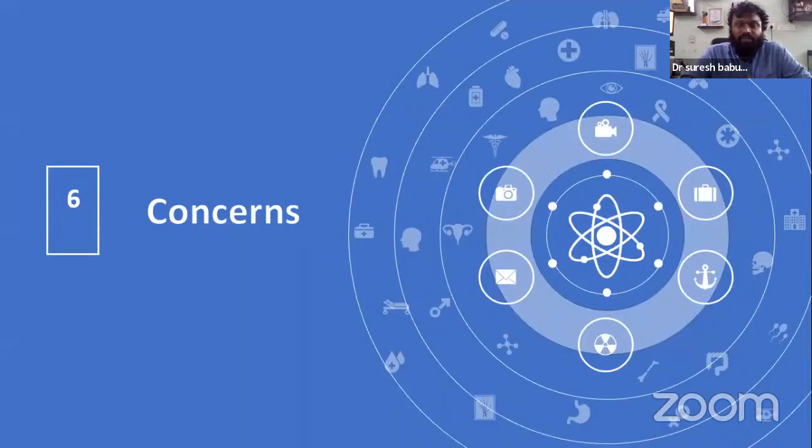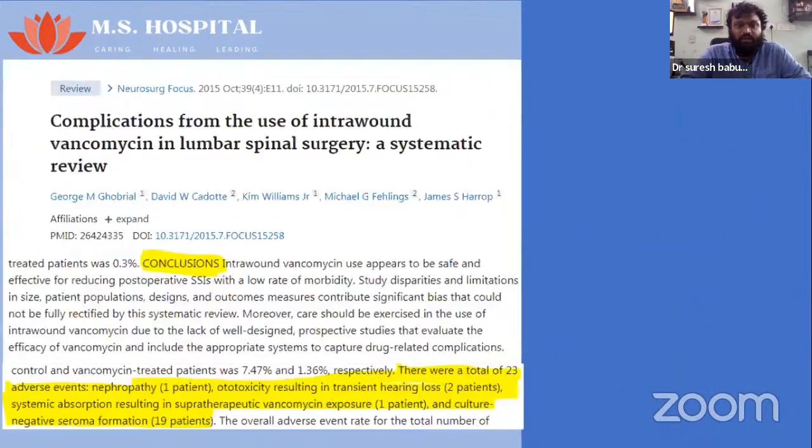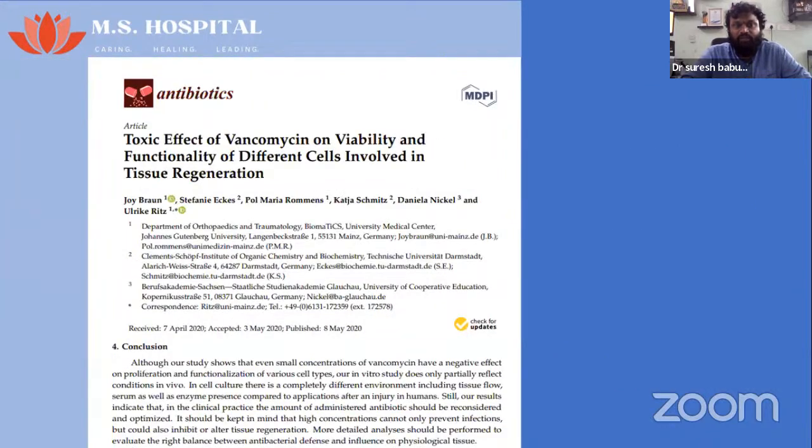Now, what were the concerns that came to our mind while advocating this kind of treatment? The first concern was the negative effect of vancomycin on the osteoblastic activity of the bone graft. We reviewed the literature and came to the conclusion that the toxic effect of vancomycin on the viability and functionality of the osteoblastic cells present in the bone graft is only transient and short term. Over a long period of time, it does not impact the osteogenic activity of the bone graft. Therefore, vancomycin can be safely used along with the bone graft.